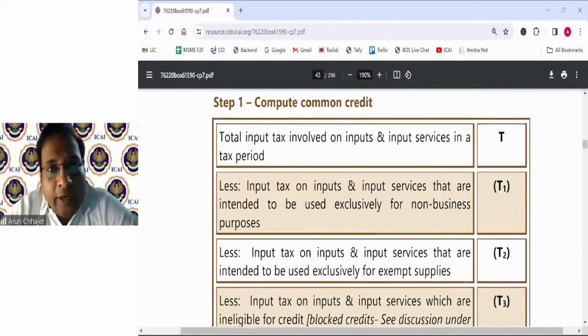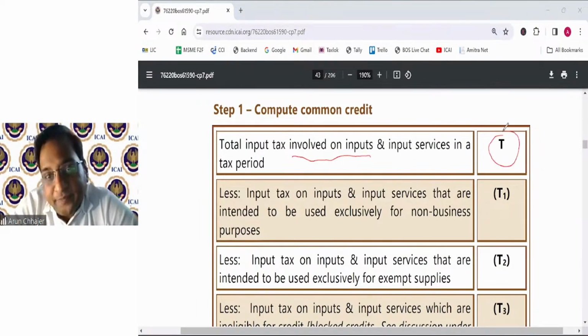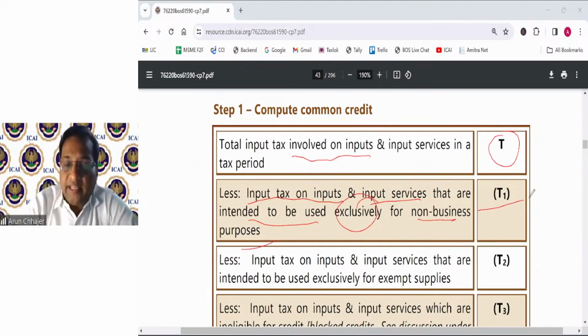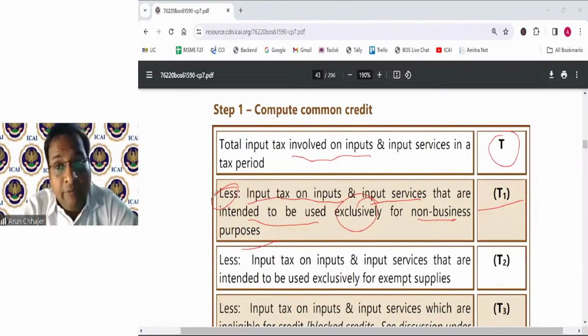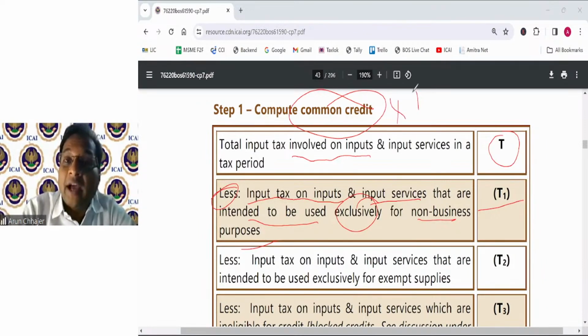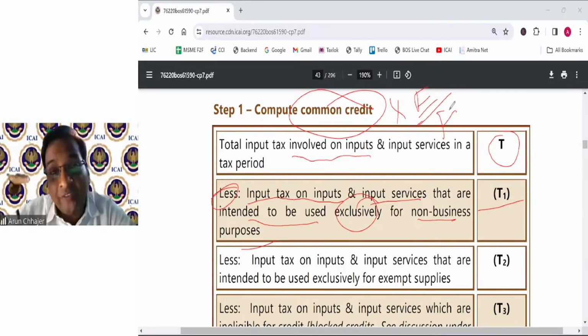Thank you. Now what it says: compute the common credit. Total input tax involved on input and input service, we are saying T. Input tax on input and input service that are intended to be used exclusively for non-business, it is saying T1. Remove. Why are we removing? So that we can calculate common credit. Why are we calculating common credit? So that we can apply the formula. Why are we applying the formula? So that we can calculate how much ITC needs to be reversed by the taxpayer as per Rule 42.